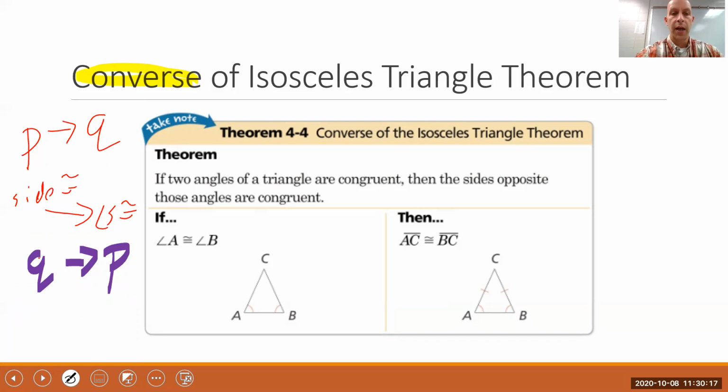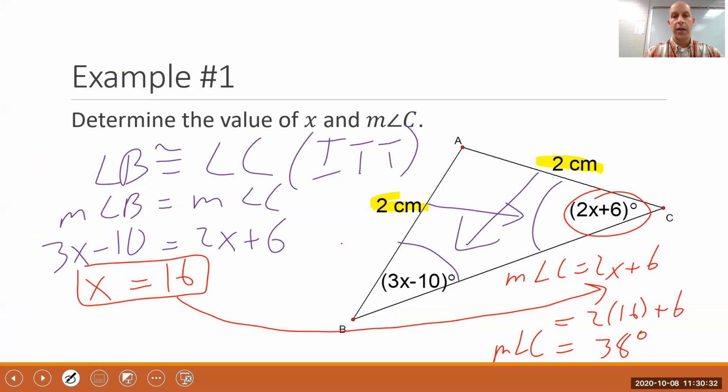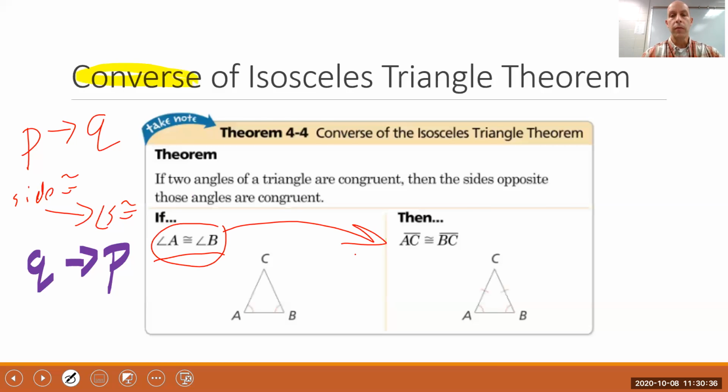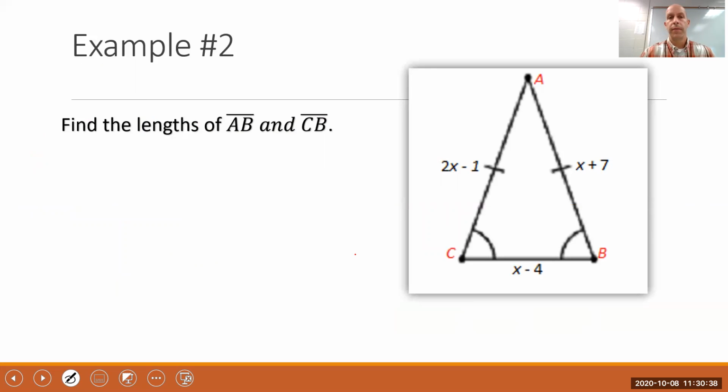So here we say if two angles of a triangle are congruent, then the sides opposite those angles are congruent. This goes from angles implying sides congruent, and ITT was sides implying angles congruent. So let's see an example of that.